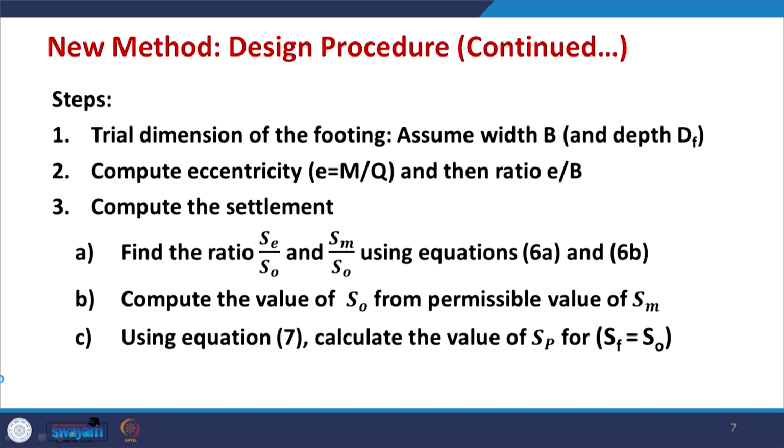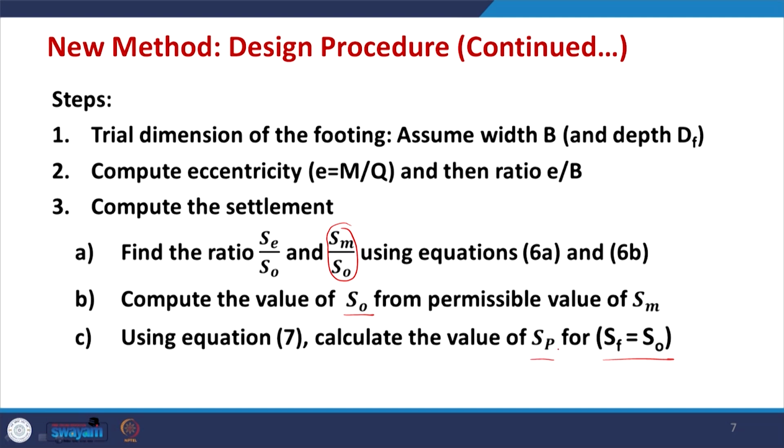Compute the value of S naught from the permissible value of S m. Let us say that the ratio S m by S naught is known to you. If this ratio is known and S m is given, then you can calculate the value of S naught, and this S naught is nothing but your S f, as we discussed earlier: the settlement of the footing is the same as this S naught. Once the settlement of the footing is known, the settlement of the plate S p can be calculated.